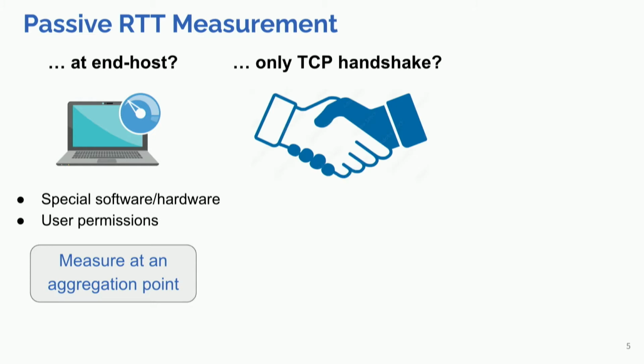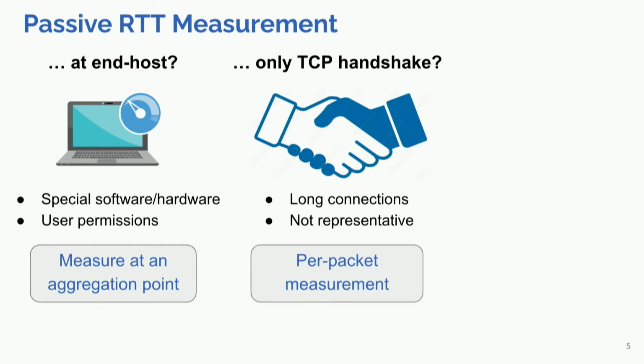Can we do it only with TCP handshakes? Well, connections can be quite long, and RTTs can change over the lifetime of a connection. And also, handshakes are not always representative of the actual RTTs experienced by the user. So it's better to do per-packet measurement for the kinds of use cases we have in mind.